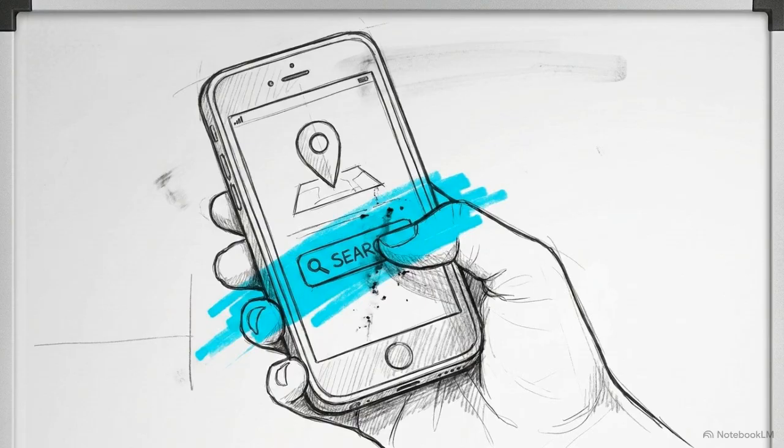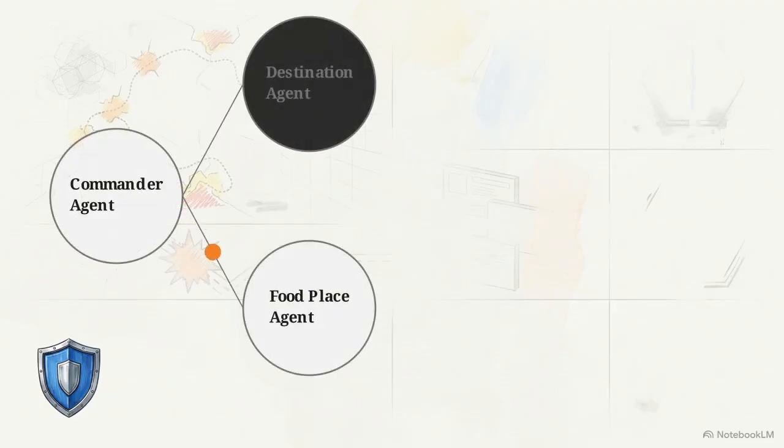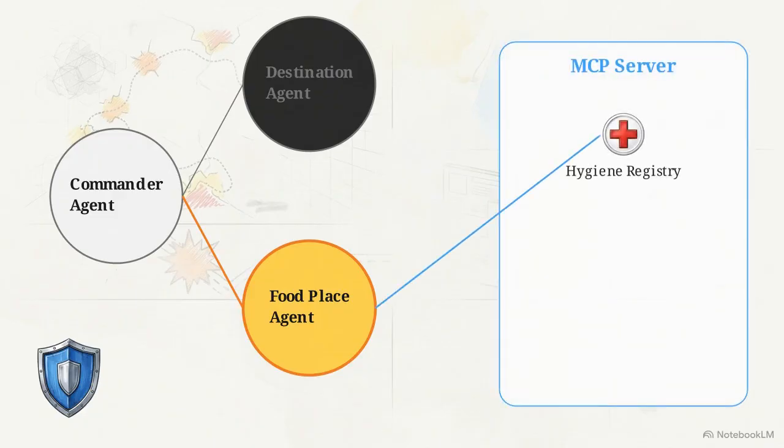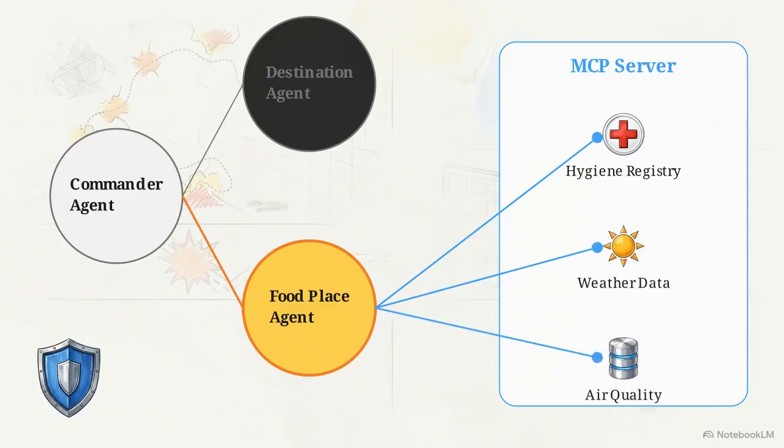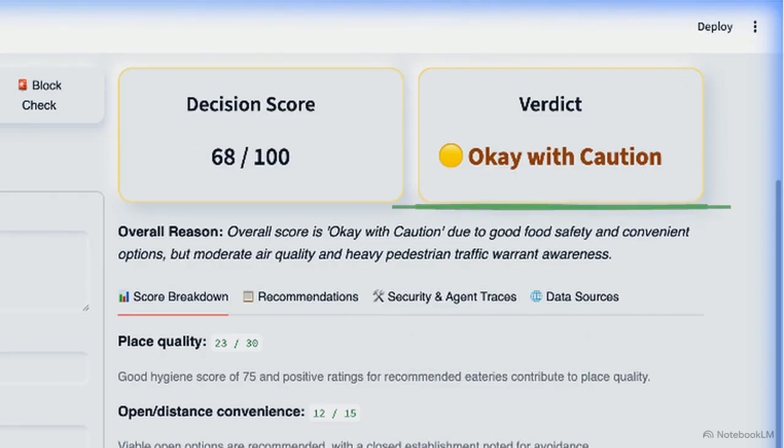The graph bypasses travel protocols and activates the food place agent. It engages the MCP server to verify local place hygiene registries, while simultaneously factoring in current weather and air quality for walking comfort. Looking at the result for this localized search, we get a highly favorable recommendation.